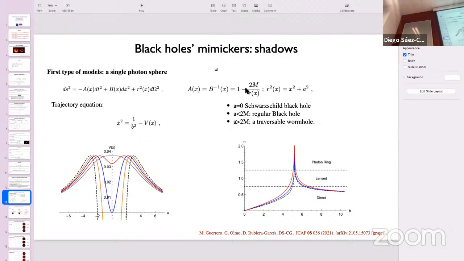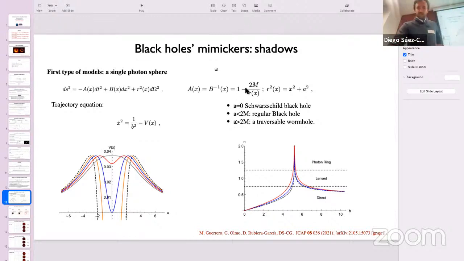So at the end, and as we will see now, to distinguish, at least for this toy model, between these three cases is not going to be easy, because as I say, the three cases that here correspond to the blue, red, and dashed line just meet almost at the same point, the photon ring, and the range of impact parameters is very small in comparison with the other types of emission that you have.